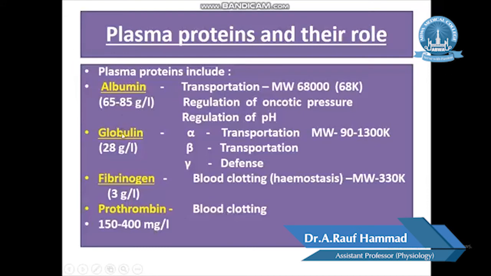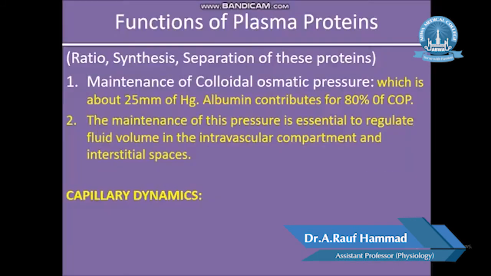So 4 types of proteins mainly are present in the plasma, but apart from these, many other types of proteins are present in the plasma or blood. Functions of plasma proteins, their ratio, their synthesis, and the separation of these proteins. They can be separated by electrophoresis. Their main purpose is maintenance of the colloidal osmotic pressure.